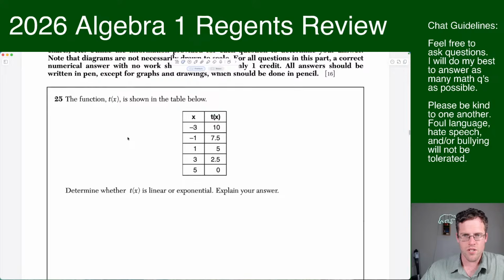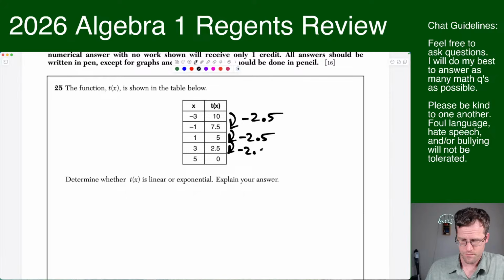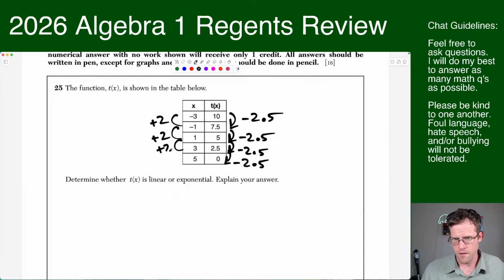All right. So question 25. Determine if this function is linear or exponential. So this is going down by 2.5. Down by 2.5. Down by 2.5. And then same thing here, down by 2.5. This is increasing by 2, the x's. See, I'm going up 2 in the x direction. So plus 2. And then from here to here is plus 2, plus 2, plus 2.